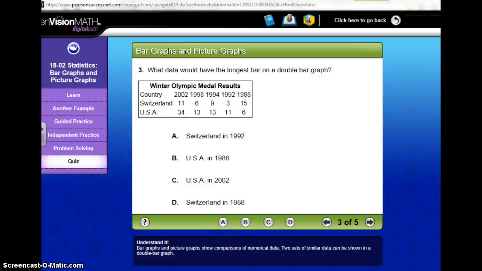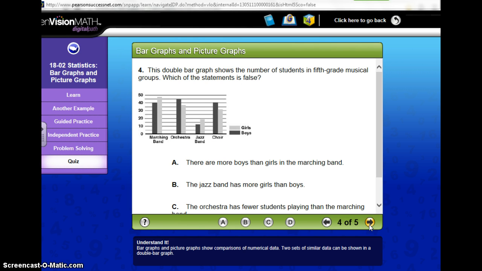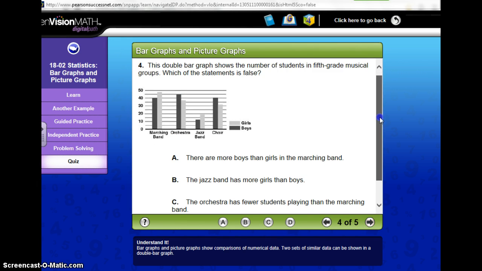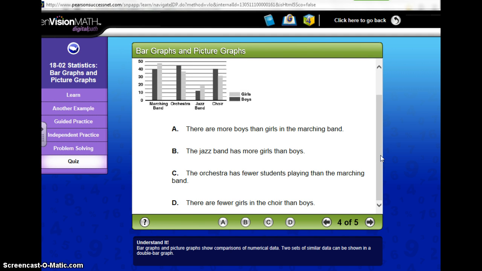So take a look at the screen, and which bar would be the longest bar, Alexis? US 2002. Here's our biggest number right here. That's right. How about this one is a little different. Now this one is the same graph, but which statement is false? There's more boys than girls in marching band. Yes or no? Well, it always works well when it's the first one, doesn't it? Then you don't even have to look at the other three.